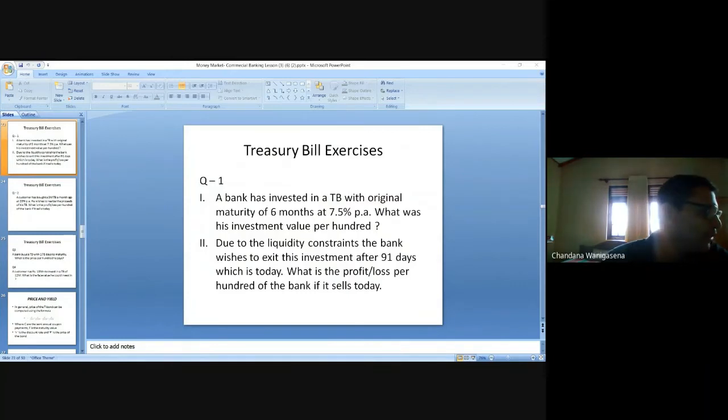The 7.5. N is the number of days. So what is the number of days? 6 months. I told you to get the closest number of days, 182 days, right? 182 days, 6 months, 182 days. That entire thing is divided by 364 and into 100. So next step, the 100.